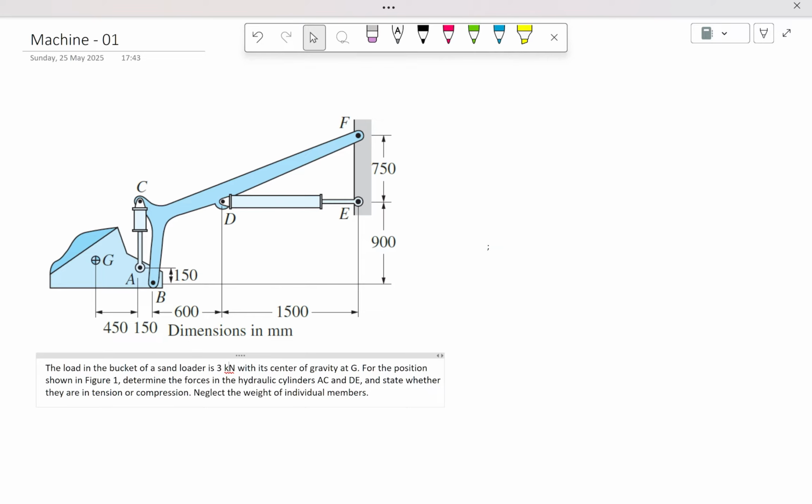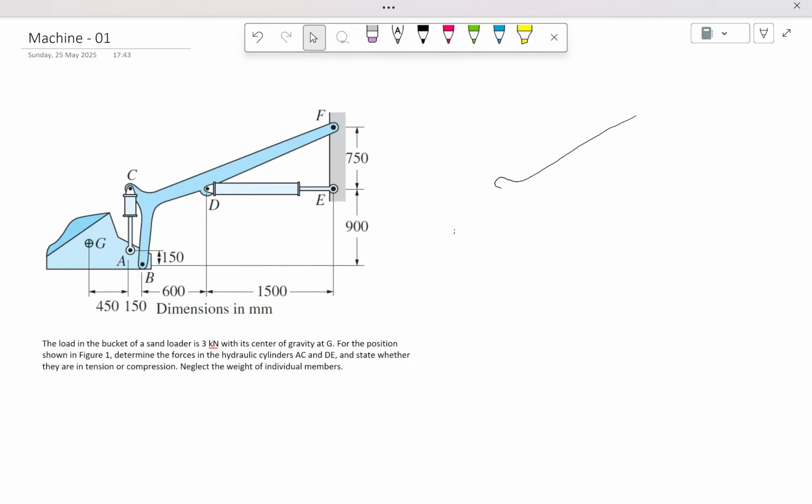When you see this kind of problem, first you need to understand the load transfer. Try to look at the bucket and how the load transfers to the structure in general. At point F, there should be Fx and Fy. And since this is hydraulic, it is a two-force member. You can call it FDE, the force in the DE direction.